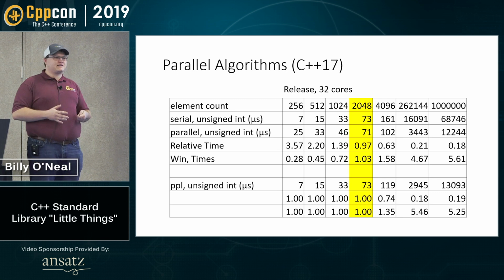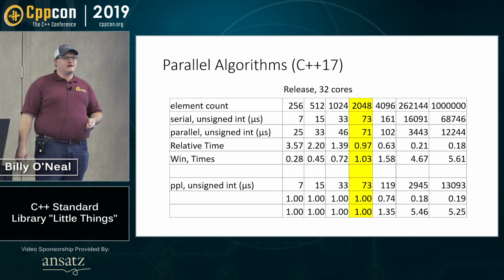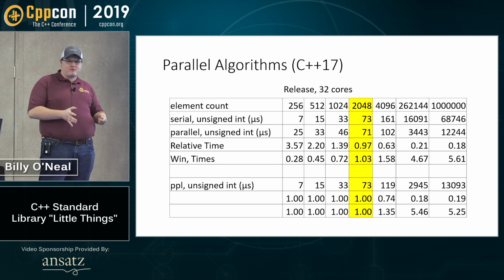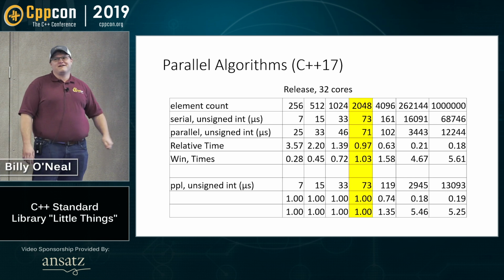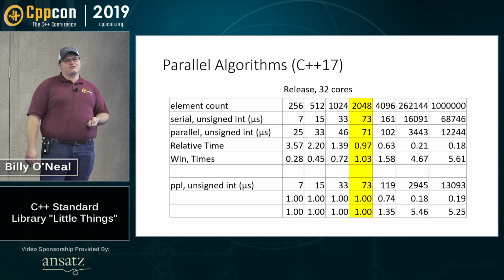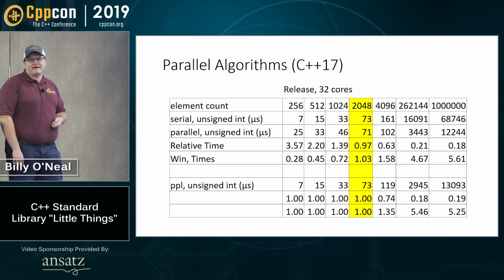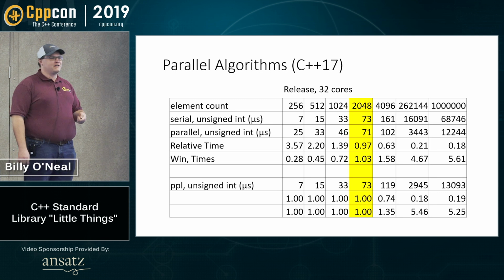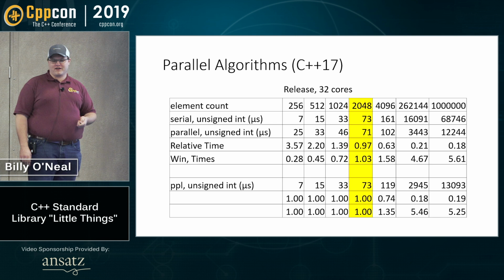Because I'm testing with unsigned ints, which are like the cheapest comparison operator you could think of, you need more elements for the parallel version to win, and PPL does fix itself. And you might even be looking at this and going, well, you tested this on a 2990WX with 32 cores. Well, maybe that's an unrealistic thing for my customers. Maybe they only have 4 cores.